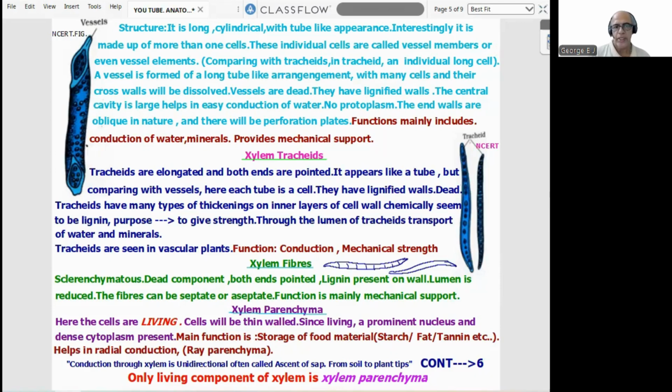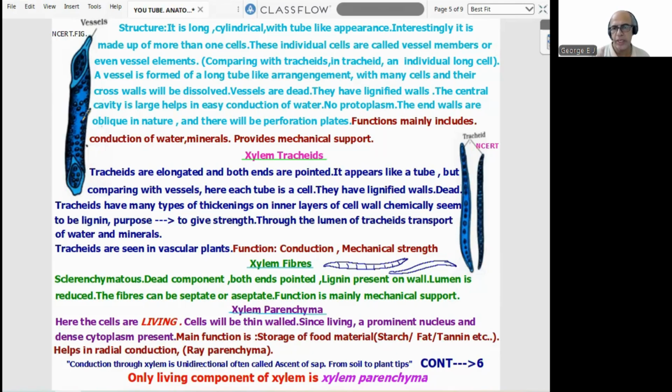Structure: it is long, cylindrical, with a tube-like appearance, as we can find from the diagram here. Interestingly, it is made up of more than one cell. So a vessel is actually an assembly of cells. These individual cells are called vessel members or vessel elements. When we compare with the trachea, our next item, in the trachea there is an individual long cell.